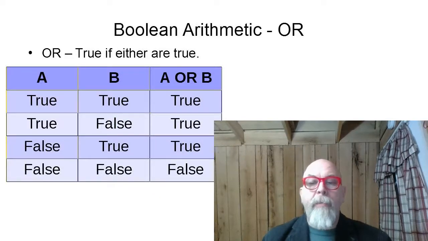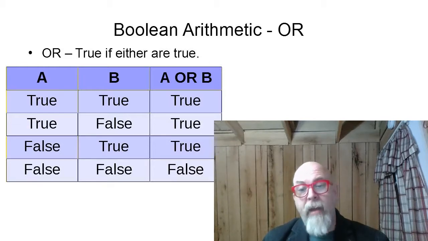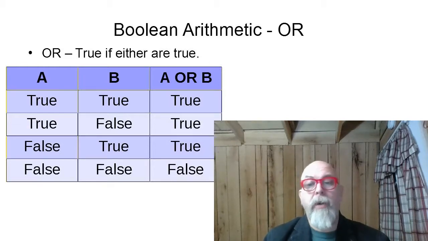The second Boolean operator I want to discuss on this presentation is the OR operator. You can see based upon the truth table here on this slide that the OR operator is true if either or both of the other values are true. So if A is true, A or B is true. If B is true, A or B is true. And it's only false if they are both false.